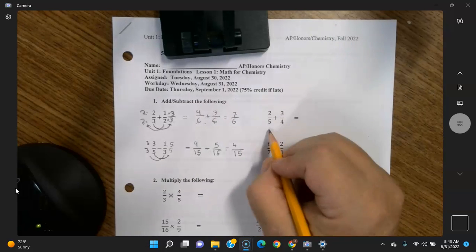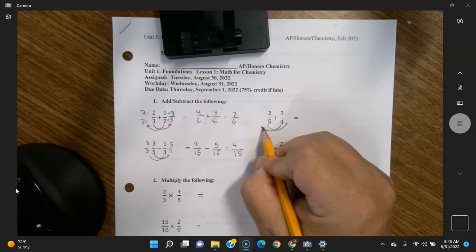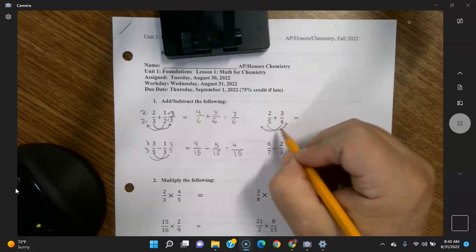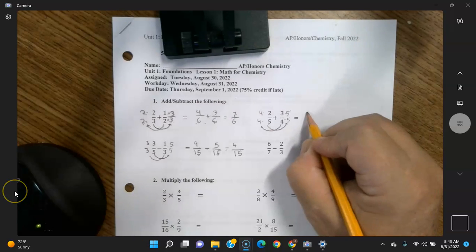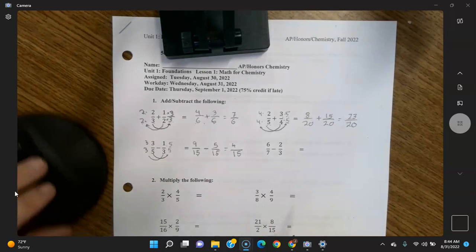Do one more. You do not have to draw the arrows if you feel like you get the concept. 4 times 2. Okay, there's the answer. You do this one. Okay, we'll keep going.